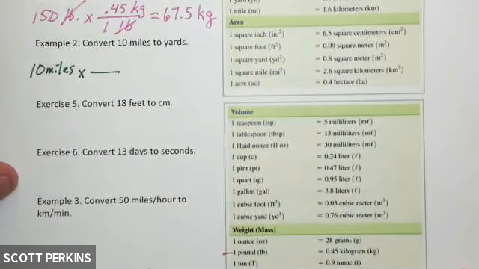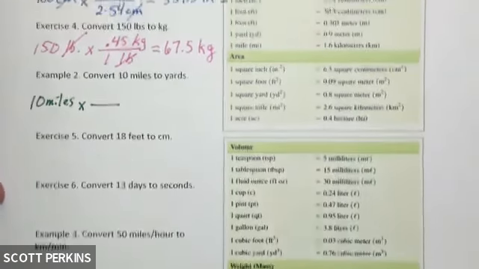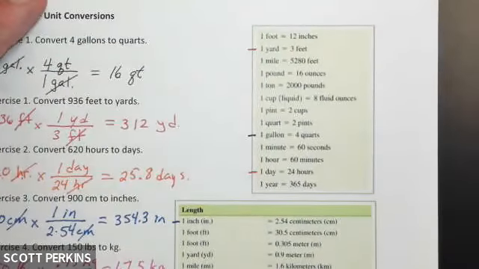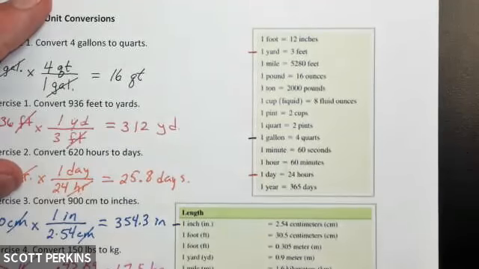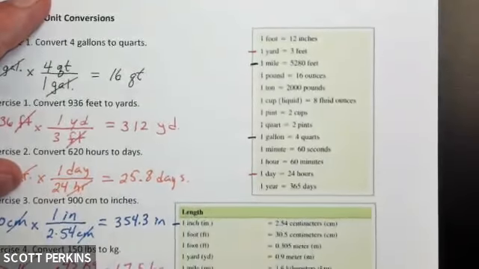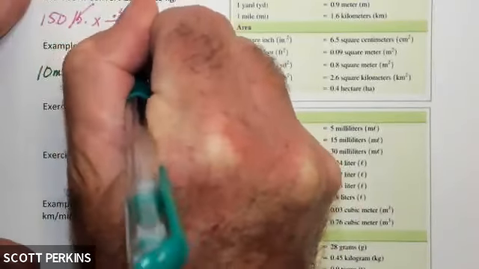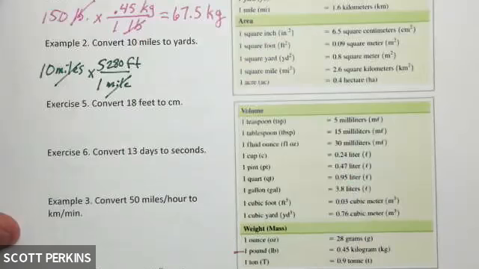Well, I'm going to look at my chart and see, can I convert from miles to something? According to my table, what do I know the relationship with? Miles and what? On my table, I know miles and feet. So 1 mile is 5,280 feet. So 1 mile, I'm going to put the mile in the bottom, is 5,280 feet. I have put the mile in the denominator, so it cancels with the mile that I started with.